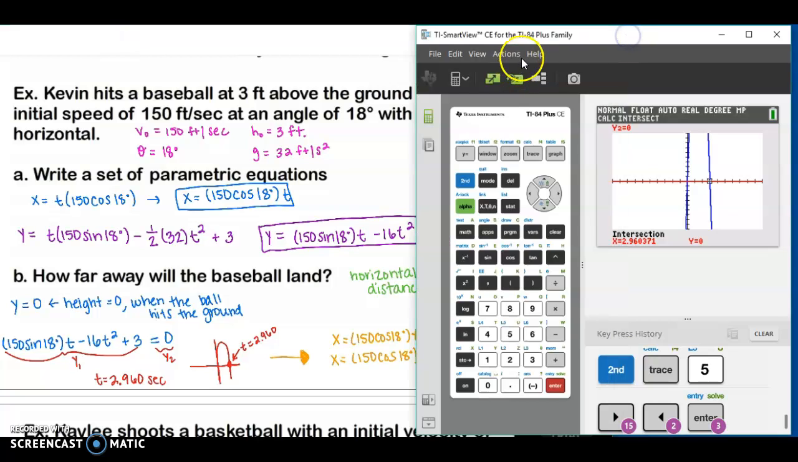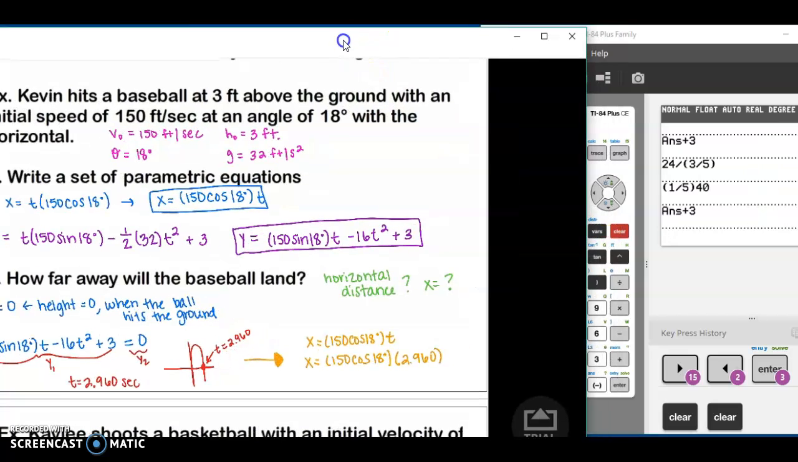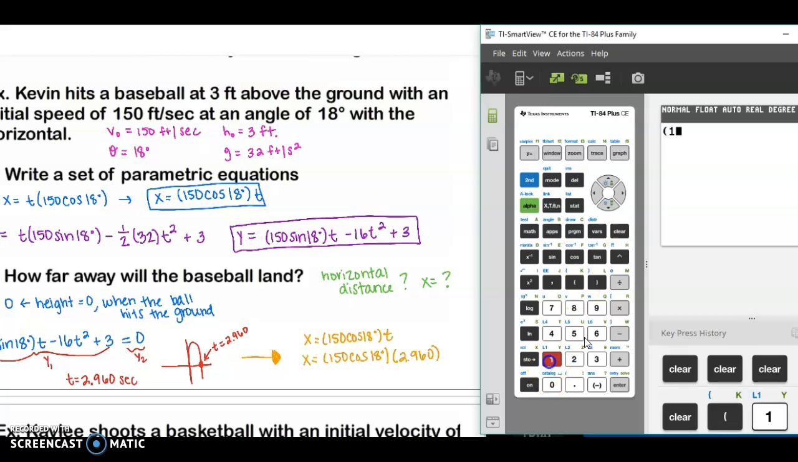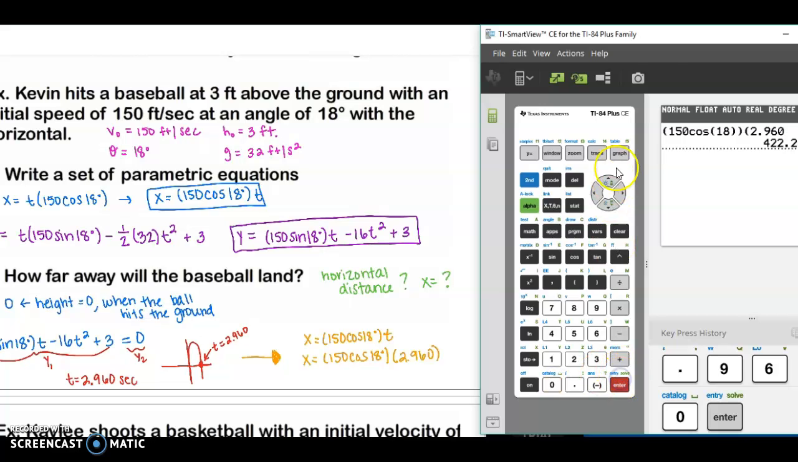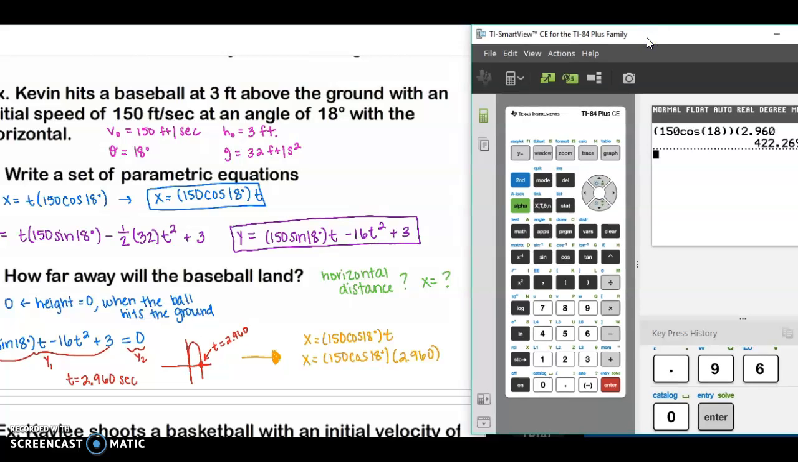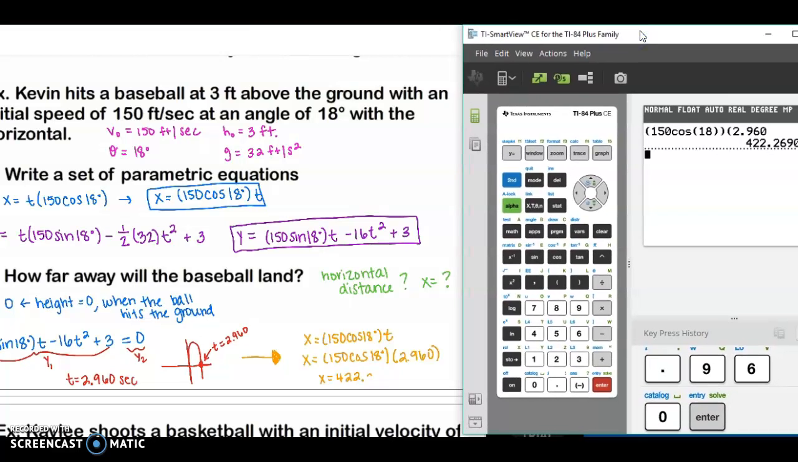So we plug this into the calculator, and we're just plugging this into the regular part here. Making sure we're in degrees, we're going to have 150 cosine of 18 degrees, and then that's times 2.960, which is going to give us 422.269. And that is the distance, so that is going to be in feet.